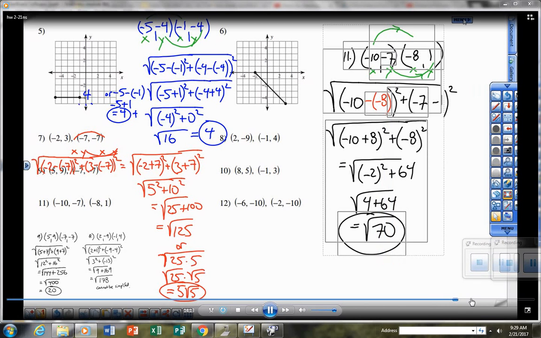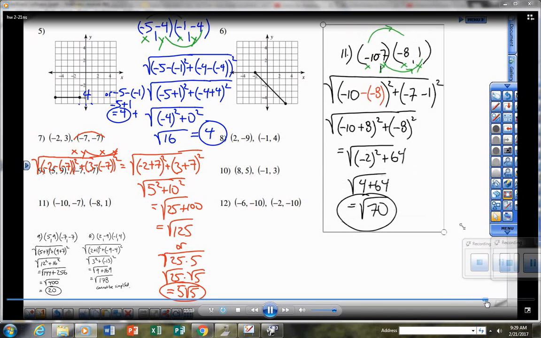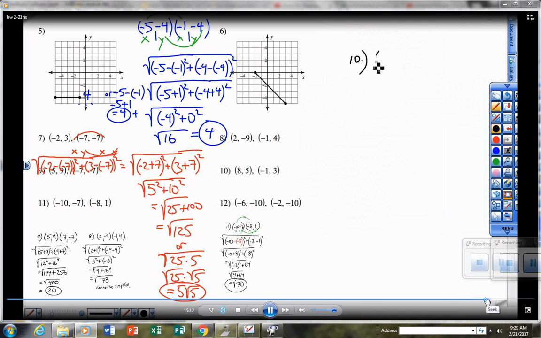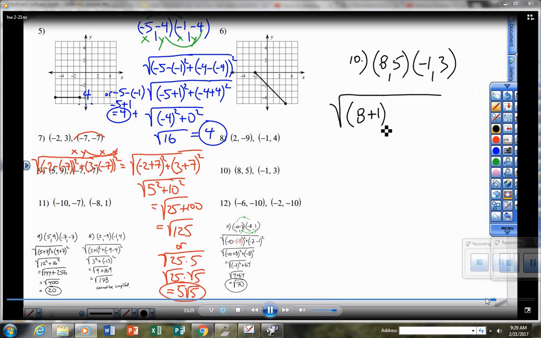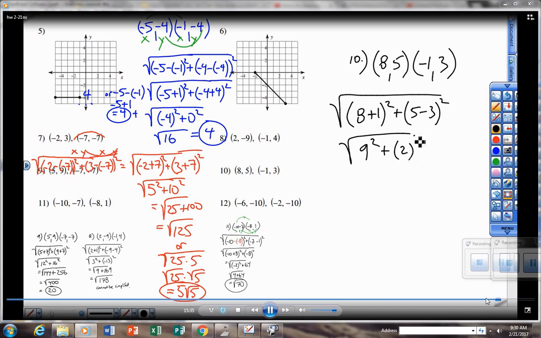I'm going to shrink it and move on to the next problem, number 10. Two more. So this gives me 8, 5, and negative 1, 3. So real quickly, 8 minus negative 1 is 8 plus 1 squared plus 5 minus 3 squared. That gives me the square root of 9 squared plus 2 squared, which gives me 81 plus 4, which gives me the square root of 85. And I believe that cannot be simplified.